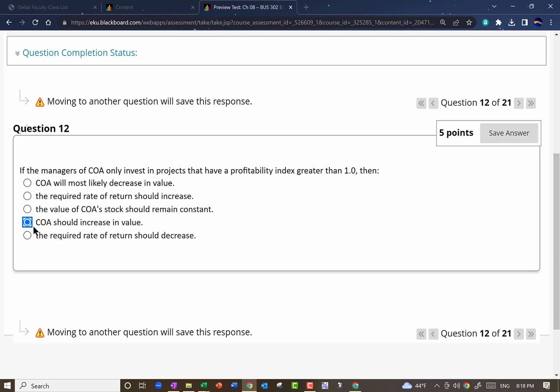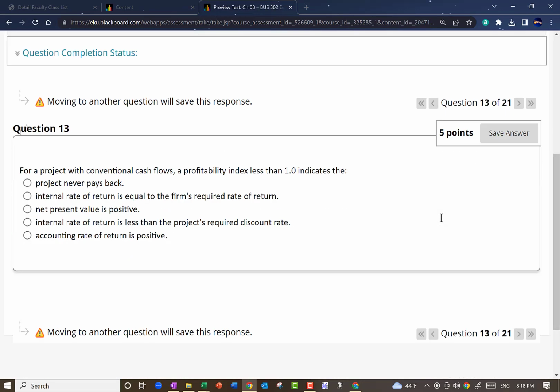Increase in value. Remember, if profitability index is greater than 1, that necessarily implies NPV is positive. If NPV is positive, there is value added to the firm. So if the firm only accepts positive NPV projects, its value should increase. For a project with conventional cash flows, profitability index less than 1 indicates what?